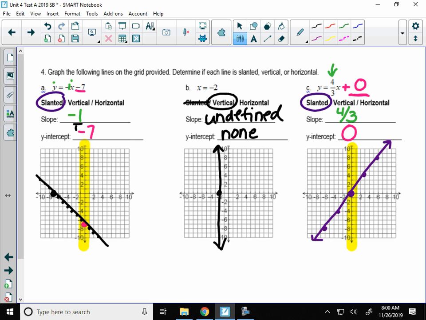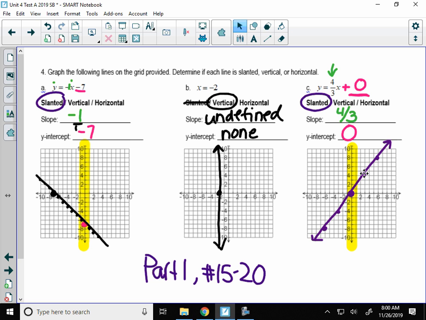All right, this is it for part 1. After you finish graphing those, I want you to go back to your review and do part 1, numbers 15 through 20. After you complete 15 through 20 and have it checked by your teacher, you will be ready to retake part 1 of your test.